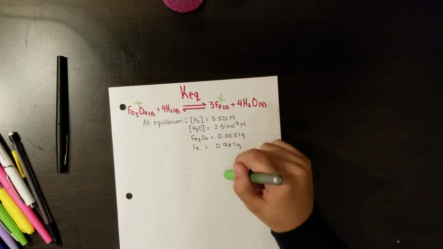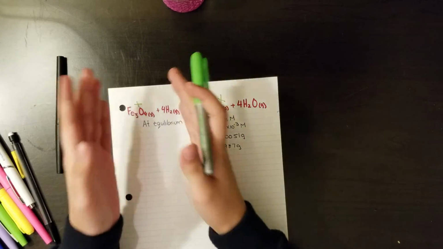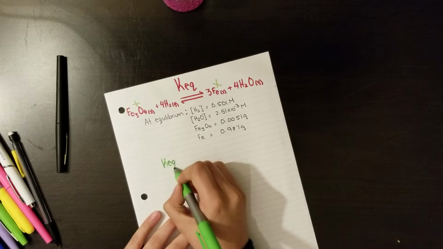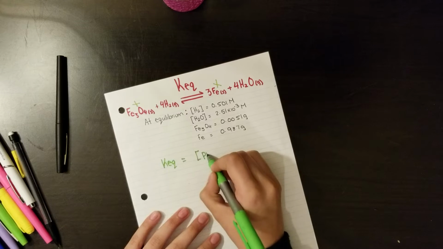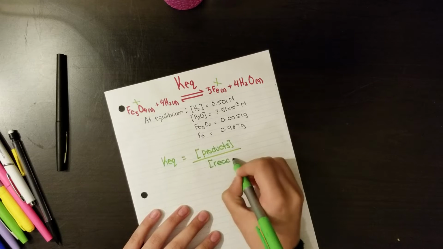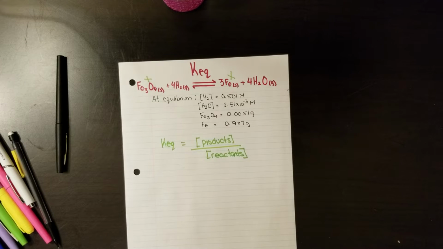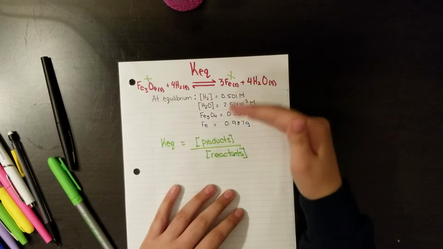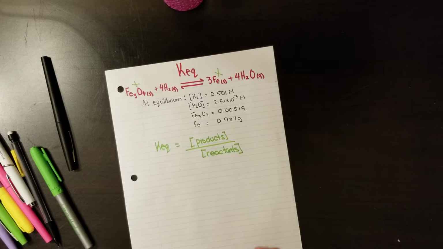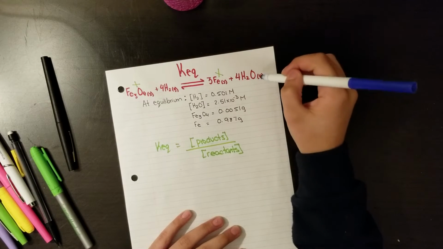The next part is what's included in my KEQ. We know my KEQ is your products divided by your reactants. That's simple. So I'm going to write out that my KEQ is equal to the concentration of my products divided by the concentration of reactants. Now I know that as well. So the next part is writing what my products are on top and what my reactants are on the bottom. I only have one product, because I can't include this one, since this is a solid.